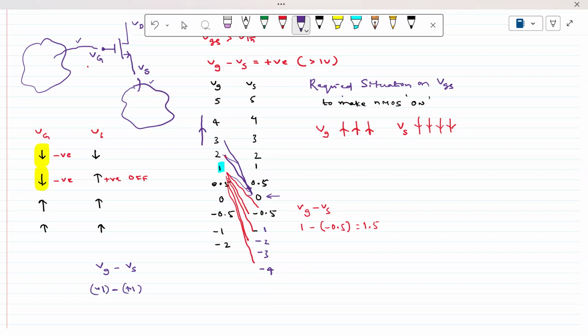Then definitely what will happen? Minus 1 minus 1 becomes minus 2. For example, minus 2 for VG, then in the positive direction VS, for example plus 3, let me consider. So what is happening? Minus 5. Undoubtedly, this condition becomes off.